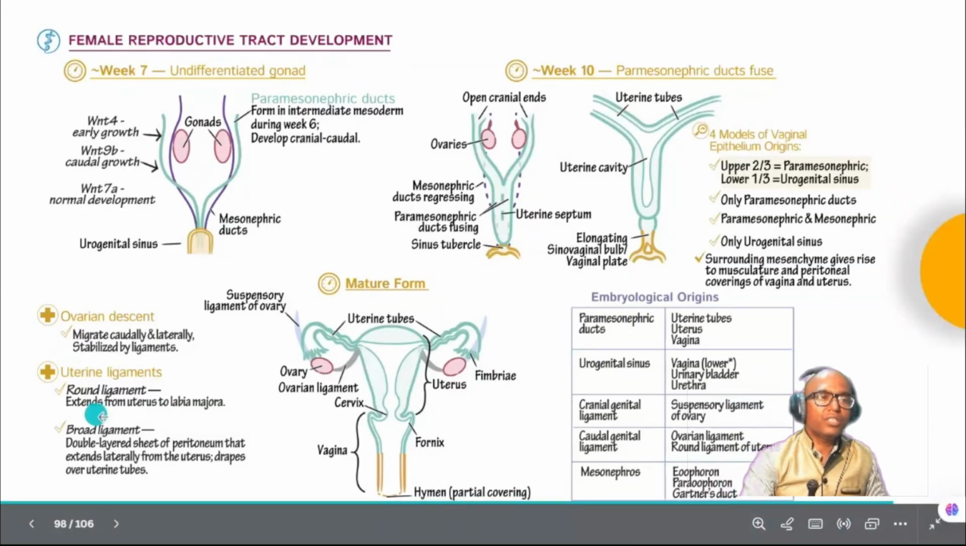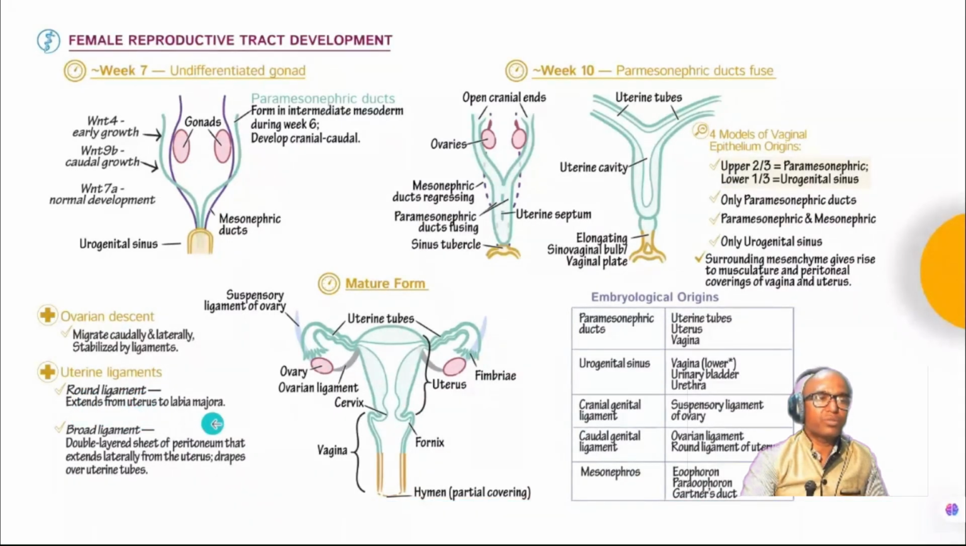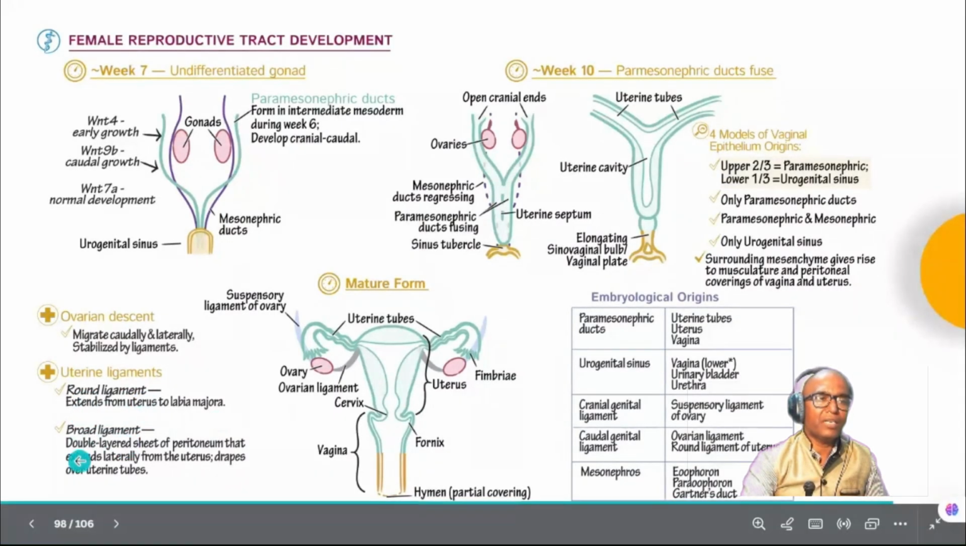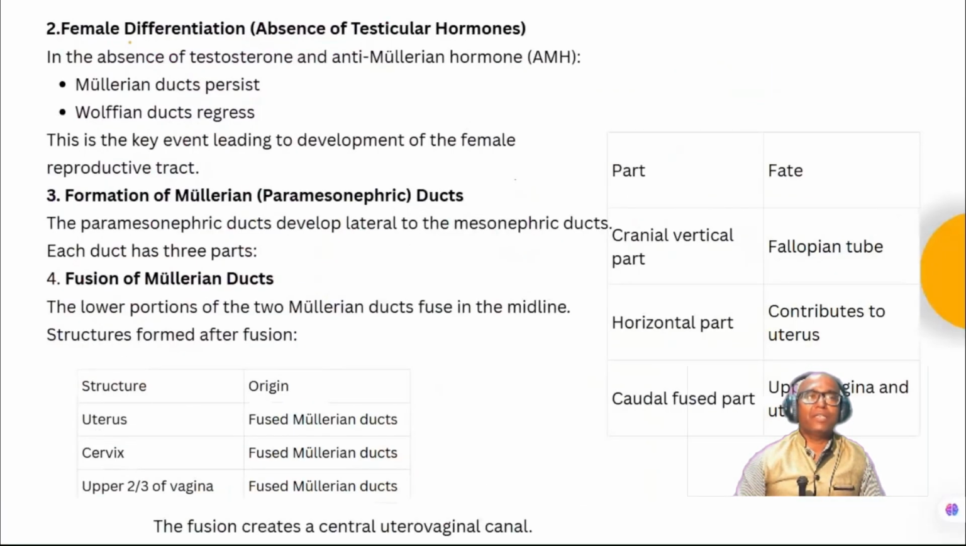Okay, so in uterine ligaments you have the round ligament which extends from the uterus to the labia majora. You have got a broad ligament. It is a double layered sheet of peritoneum that extends laterally from the uterus and drapes over the uterine tubes. So that is the development. So coming to the female differentiation.